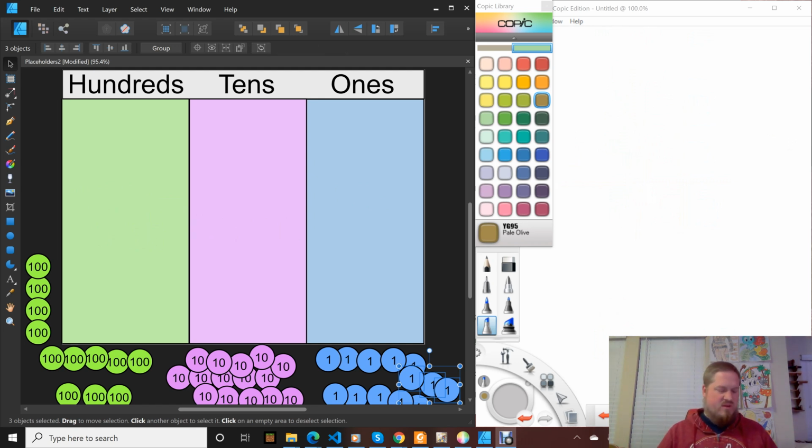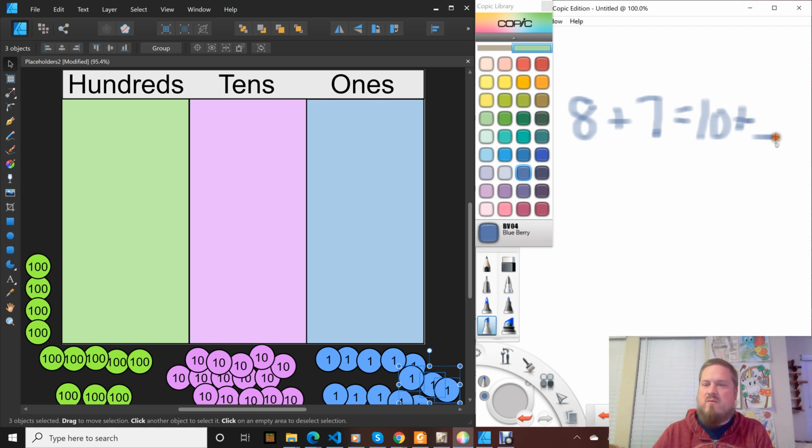So we're going to go through a few problems that are helping us think about how to do mental math. Here's the first one. So we're going to do this problem. 8 plus 7 equals 10 plus what? So I want you to find the solution by making a 10 over here.